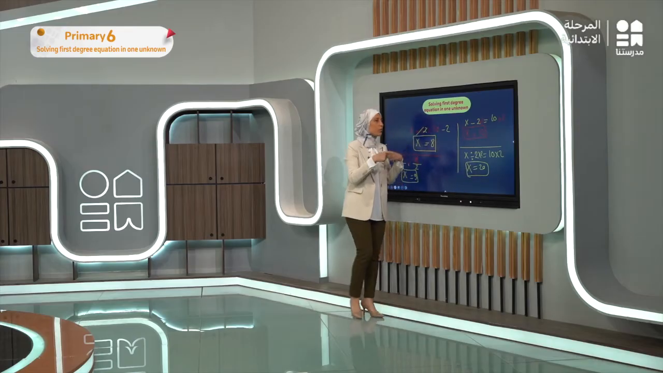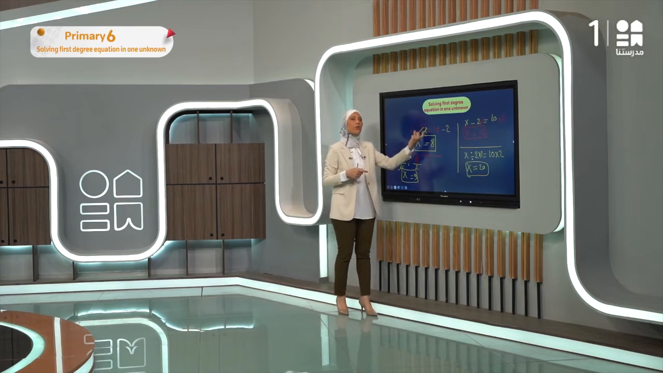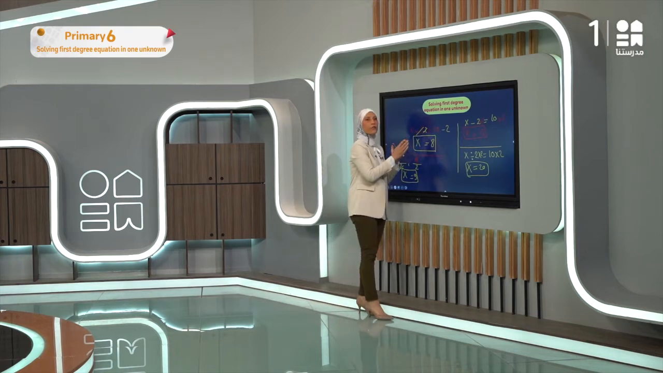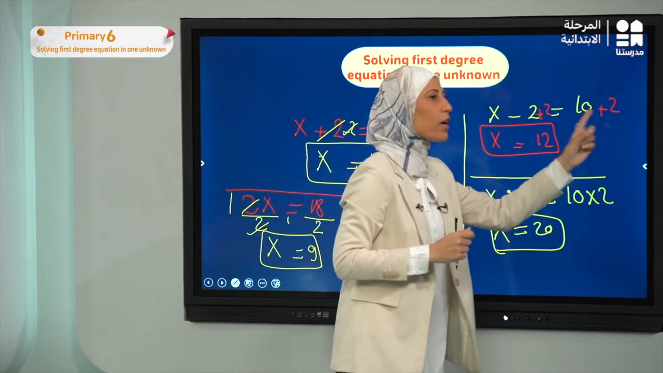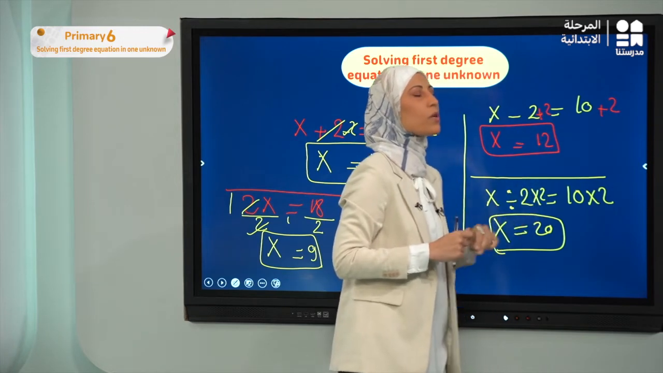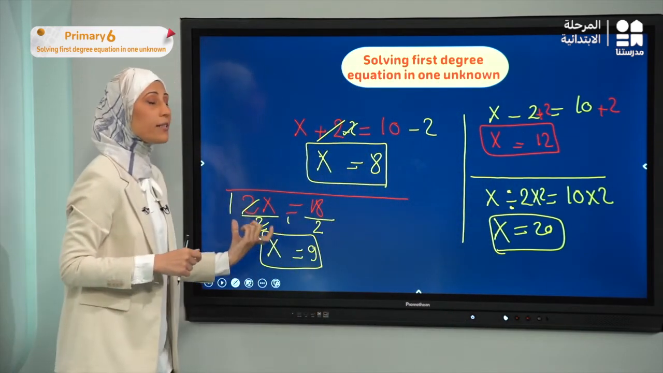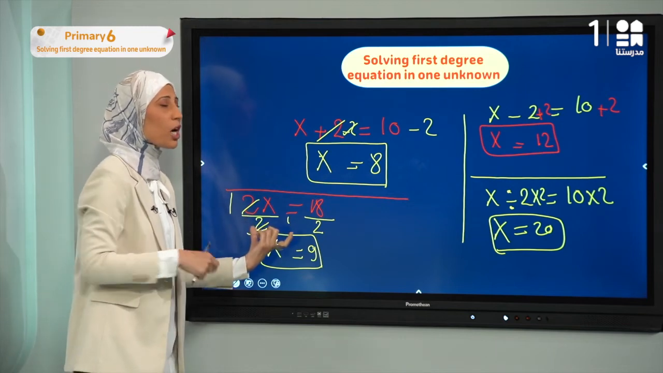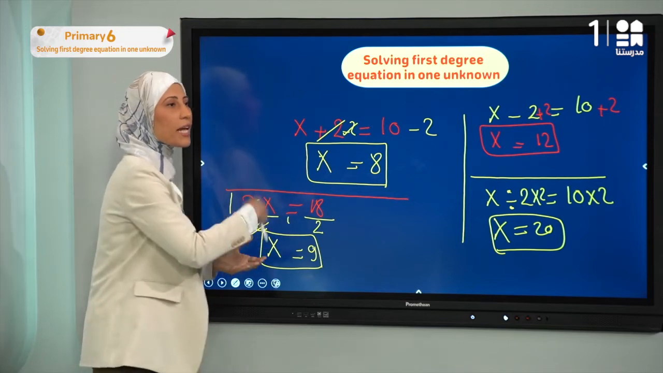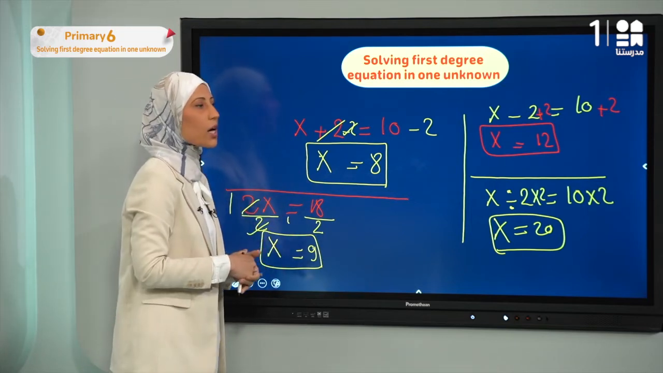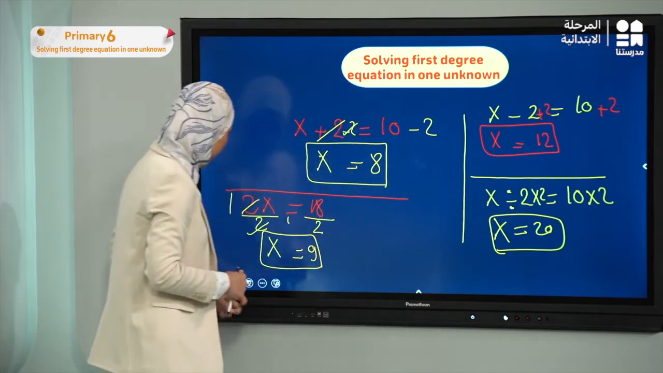Okay, again, let's review together. If I have a plus, I am going to subtract the number, its inverse. So if it is plus 2, I am going to subtract 2 to make the x alone and find the value of x. And if it is minus 2, I am going to add the 2, and don't forget that I will do the same steps on both sides. If x is multiplied by a number, I am going to divide to make it 1. 1 times x gives me x, and I will do the same in the second side also, by the division.